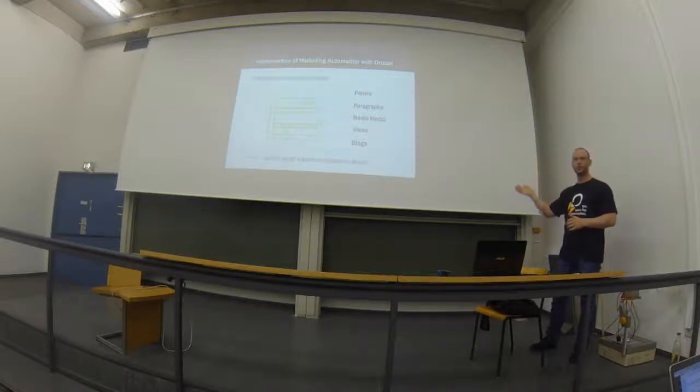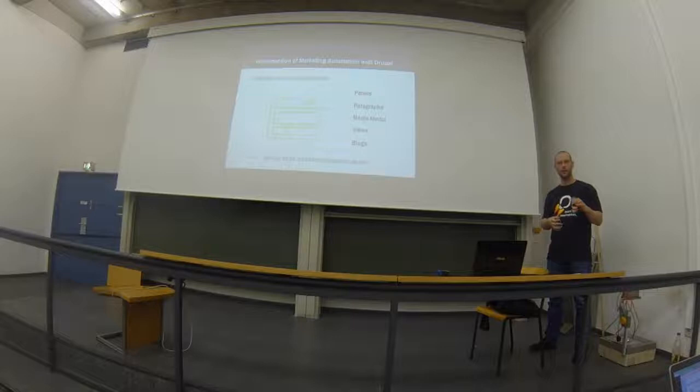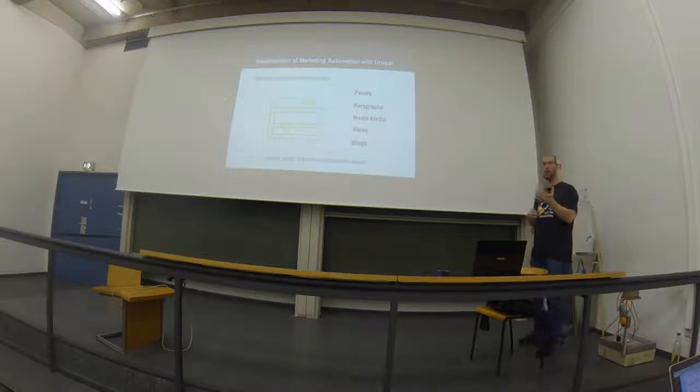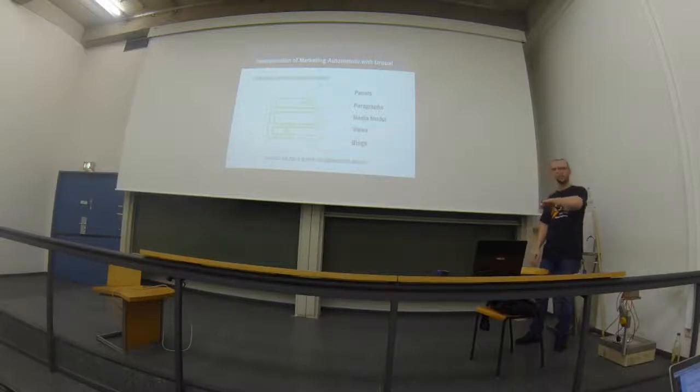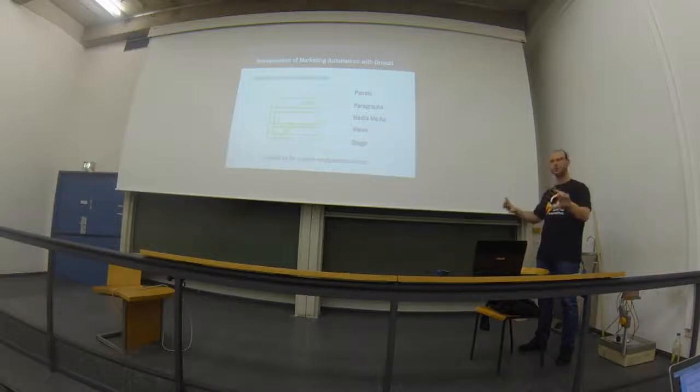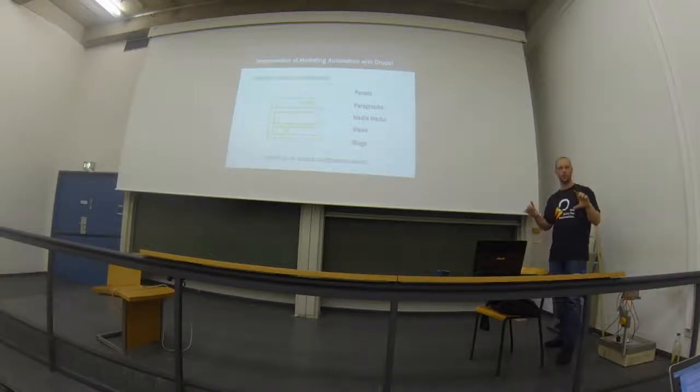Panels, paragraphs, media, views, and blocks, everybody knows that, or is it new to some of you? Okay. So panels is a system where you can create different so-called panes. It can be a view, it can be custom content, it can be whatever content is in Drupal, and you can add it via drag and drop on a certain position on your page. So you can build your page with different elements, and those elements can be individualized, for example, using rules.